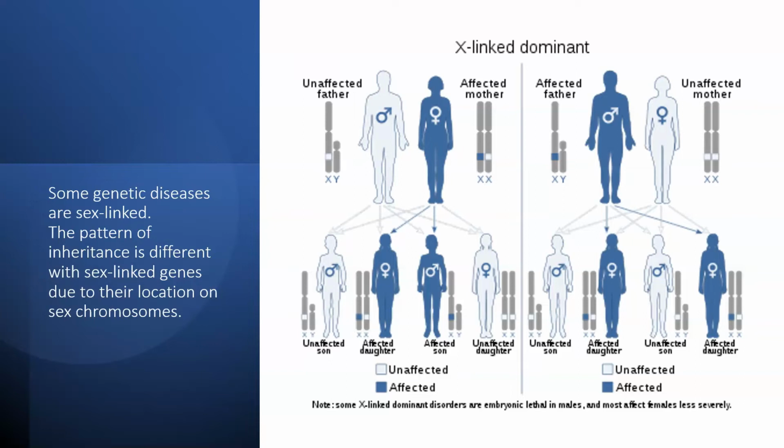Now, if the father has the affected allele on the X chromosome, it's 100% guaranteed that any daughters will be affected because they inherit that X chromosome. Whereas if the mother has the dominant, affected gene, then the sons could inherit either of those X chromosomes. So daughters from an affected father with an X-linked dominant condition will be affected.